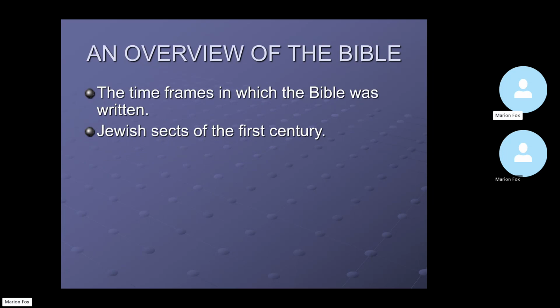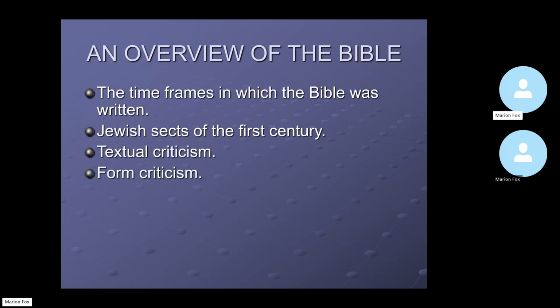There were certain Jewish sects that existed in the first century and in the various time frames of the Bible. Primarily, we'll be looking at those of the first century, not the Old Testament itself. We also have textual criticism. We'll be looking at that and studying that. That'll get somewhat technical, but this will be toward the end of the course.